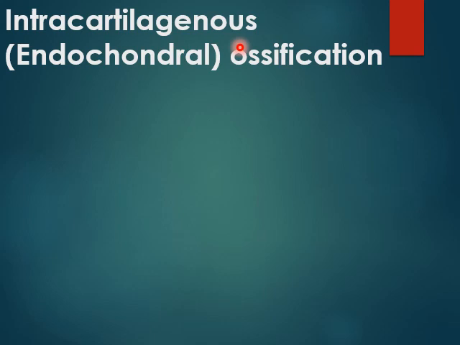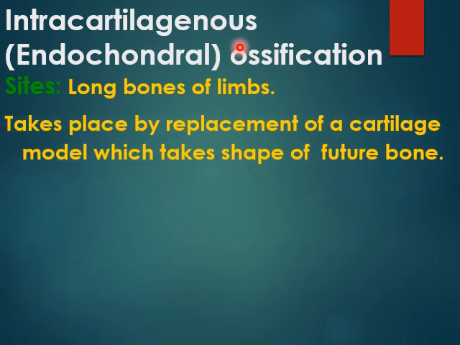Intracartilaginous ossification. I'm going to form bone. I'm going to replace the cartilage by bone. It occurs in the long bones of the limbs. It will replace the cartilage model, which takes the shape of the future bone. I'm going to replace the hyaline cartilage with bone.